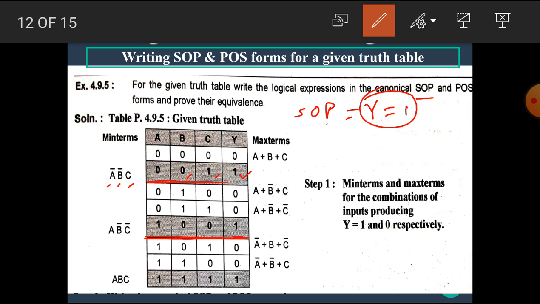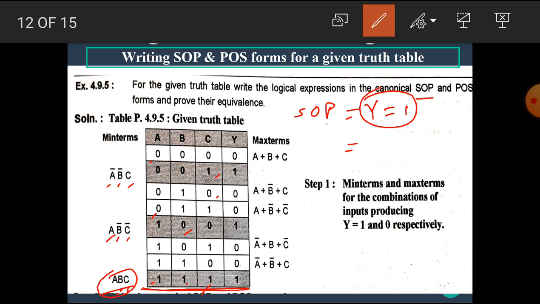Hence we write the minterm for the same. A is equal to 1, hence we write a. B is equal to 0, hence we write b bar. C is equal to 0, hence we write c bar. Again here we get y is equal to 1. The minterm for the same is that a is equal to 1, hence we write a, b is equal to 1, hence we write b, and c is equal to 1, hence we write c. Okay. Hence we get the minterm as a into b into c.